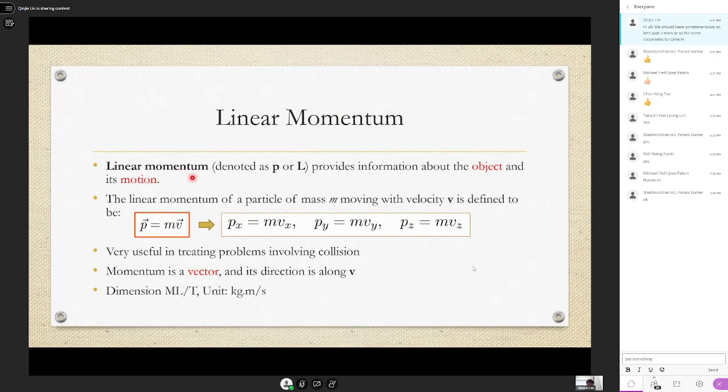So linear momentum, sometimes we denote using P, sometimes L. It provides information about the object and also the motion. Why do we say object and the motion? Because the formula for linear momentum is given by mv. Linear means moving along straight lines. The other kind which we haven't come to is angular, meaning rotating or moving in circles. But we are talking about linear momentum now. Linear momentum equals mass times velocity. That's the formula that we will be using when we come across momentum.